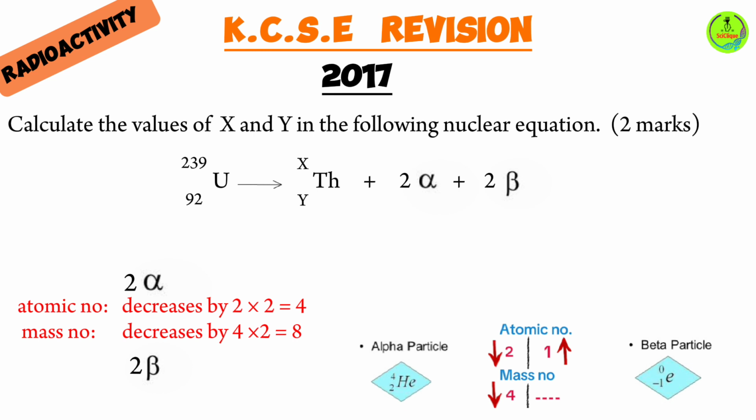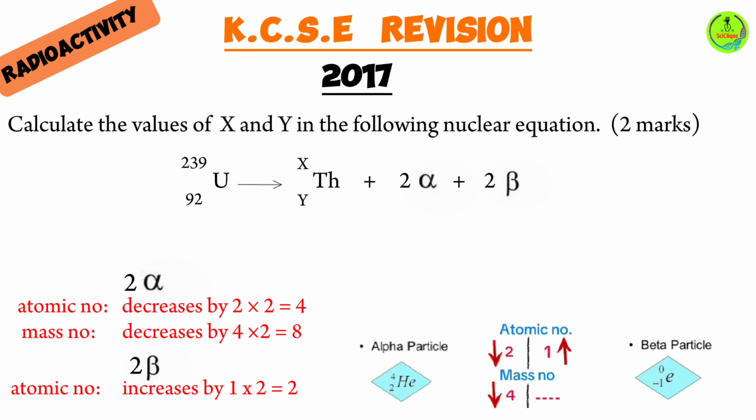Let's move on to the beta particle. With the beta particle, you're going to have the atomic number increasing by 2. For each beta particle, the atomic number increases by 1. And since we have 2, the atomic number increases by 2. There's no change in the mass number.